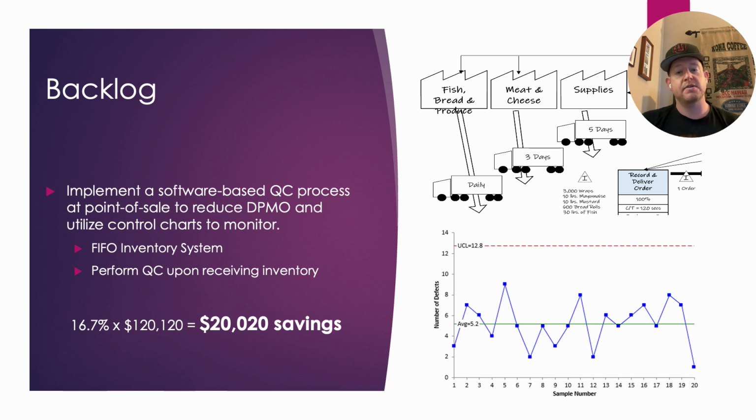I would also suggest using a first in, first out inventory system, and performing a QC check upon receiving perishable inventory from our vendors to both avoid purchasing spoiled goods and ensure we are using it when it is at its freshest. Considering spoiled toppings and protein accounted for approximately 16.7% of scrap sandwiches, this could save us about $20K annually.